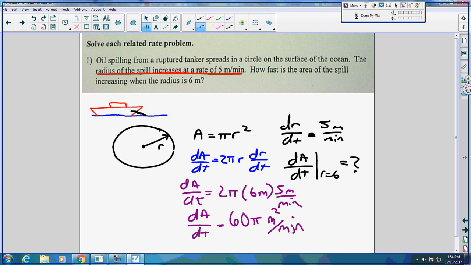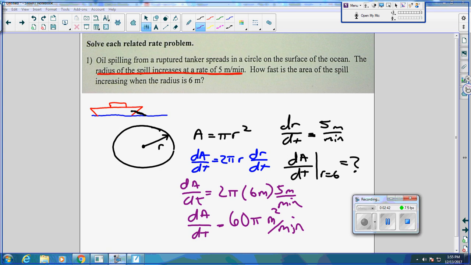And this has all the things. We get to show the formula, differentiate the formula, show the knowns and unknowns. Let's pause and bring up another one.